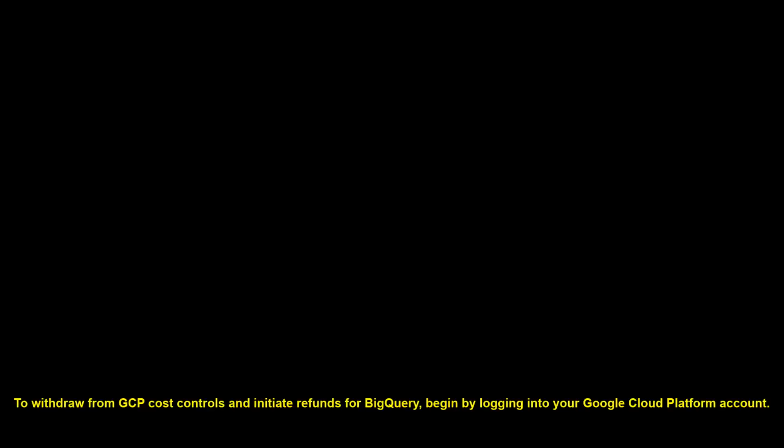Cloud Platform account. Navigate to the console homepage. In the left-hand menu, click on Billing. Locate the project associated with your BigQuery usage. Select the relevant project. In the Billing Overview section, you will find details about your current expenditures.